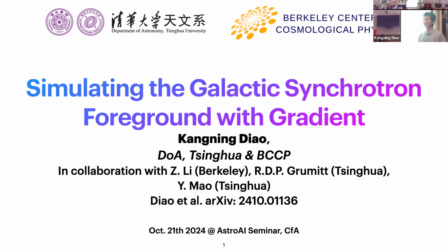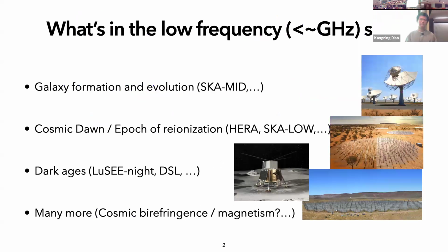Thanks. Thank you for a nice introduction. So today, I'll be talking about simulating the galactic foreground with gradient, basically for the inference. First of all, one of the most exciting areas in the following years or decades is low frequency radio observation, because we can see many valuable information from this band, including galactic formation and evolution, probably traced by the SKA emission, and we will probe the astrophysics and cosmological information in cosmic dawn or the epoch of reionization with big interferometric arrays like HERA and SKA-Low.